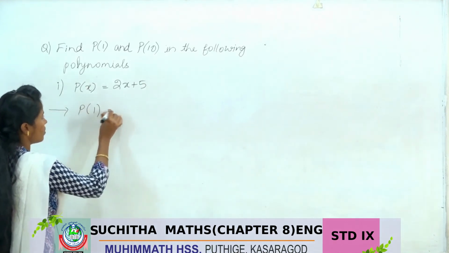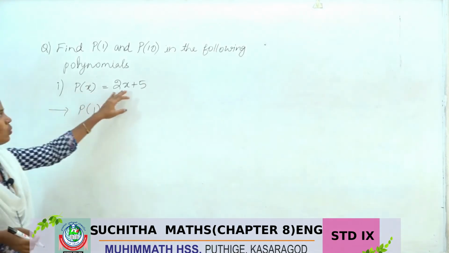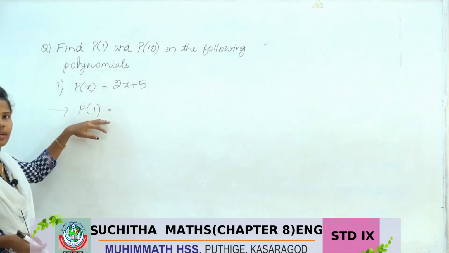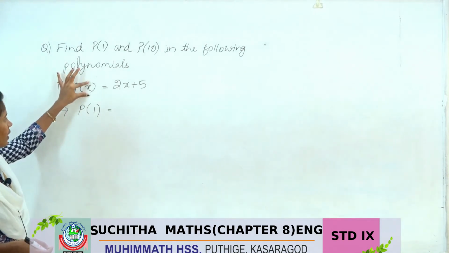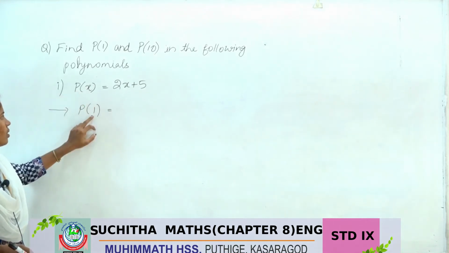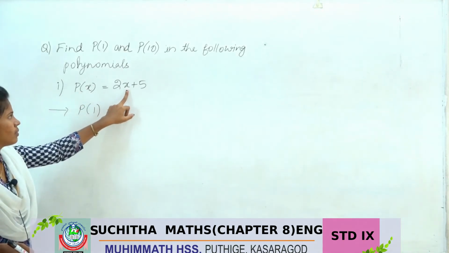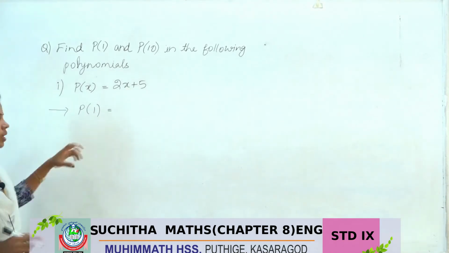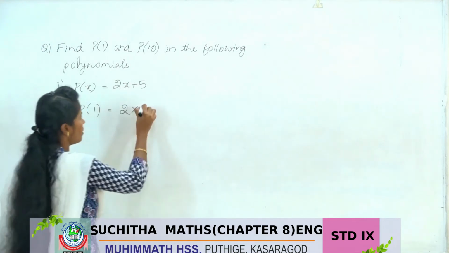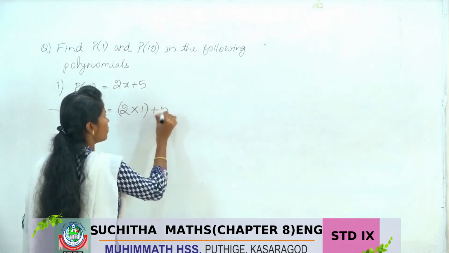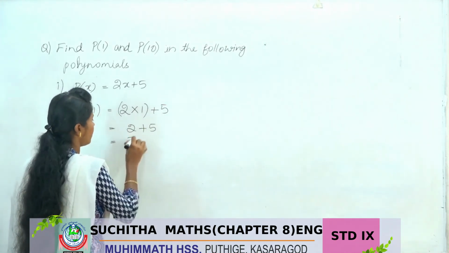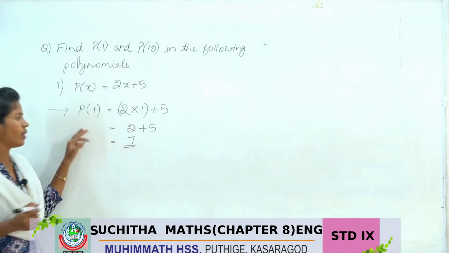So we have p of x equal to 2x plus 5. Here we have to calculate P of 1, that is in the place of x here 1 comes, isn't it? Here x equal to 1. So we have to apply 1 in the place of x. Okay. So here that is 2 into x. X is 1. So 2 into 1 plus 5. That is 2 into 1 is 2. 2 plus 5 is 7. Therefore, the value of P of 1 is 7.